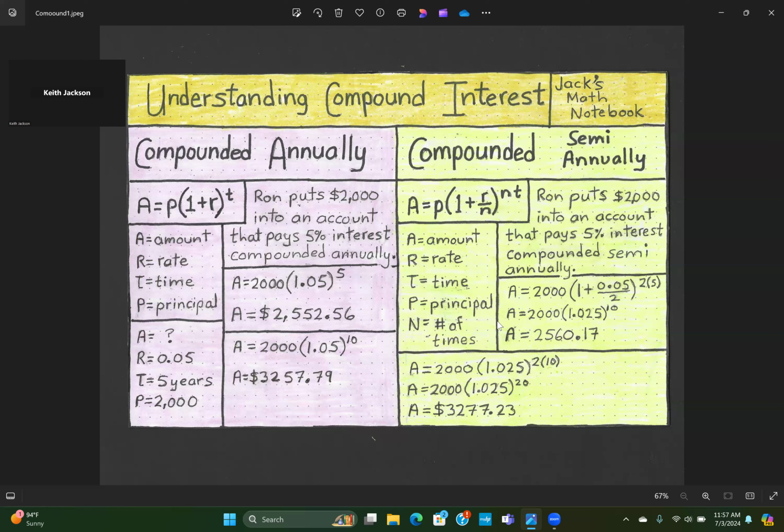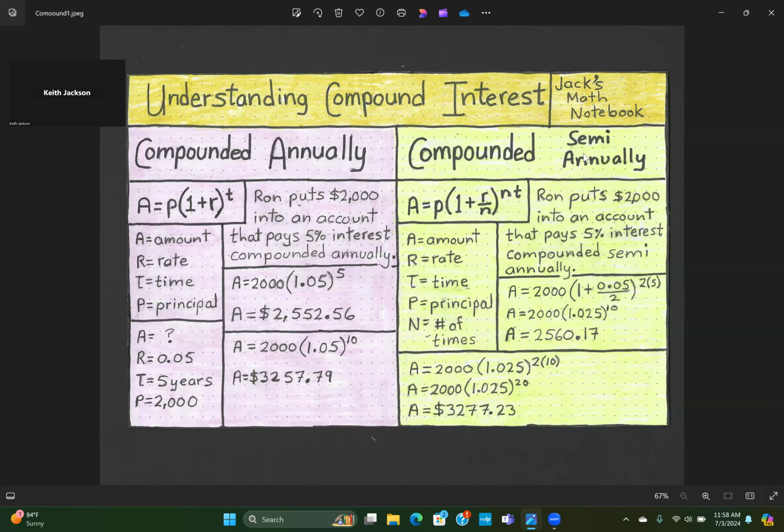All right, and so now if we compare it to this one right here, this is $2,552.56, and this is $2,560.17, almost a $4 difference in gain there, right? And so that's the difference between compounding annually and compounding semi-annually.